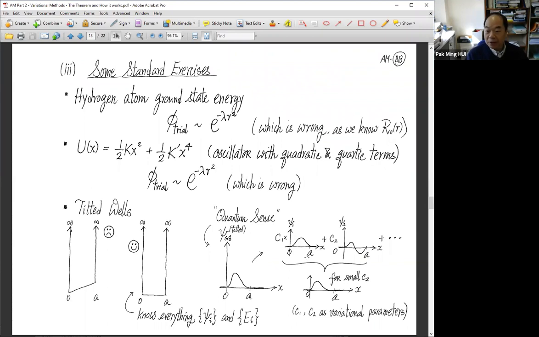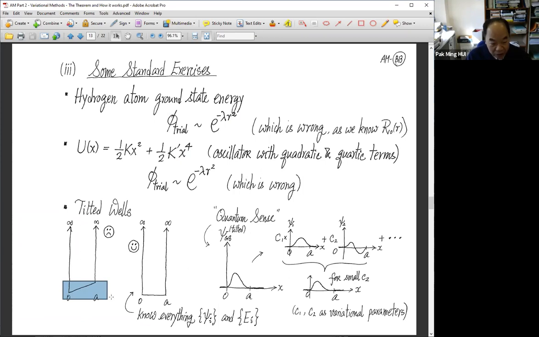Some other standard problems I encourage you to try. A hydrogen atom. Try something like this. Does it work? Okay, so try it. Of course, you will get a number, and then you can compare with minus 13.6 eV. See how good or how bad it is. And how about a quartic problem that you are doing? I think you are doing it in problem set 1. Okay. And how about this infinite well with a tilted potential energy inside the well?